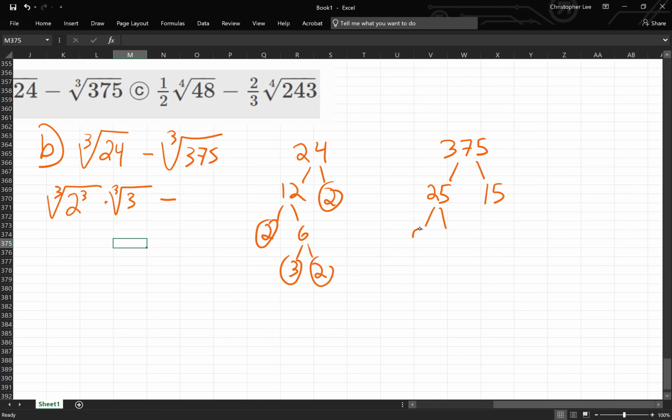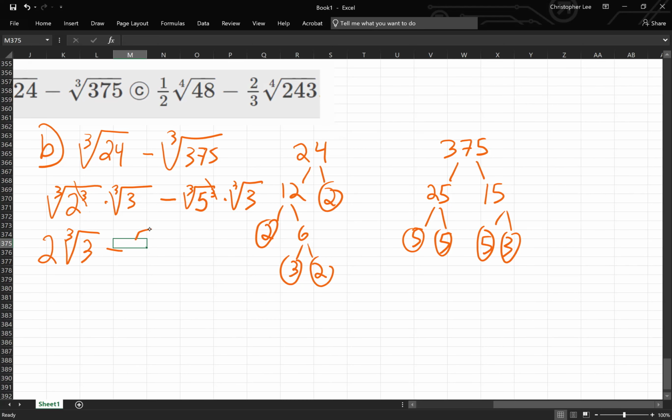So then this is 5 and 5. We're done with that. And this is 5 and 3. So this is gonna be cube root 5 to the third power times cube root of 3. These will cancel. So I have 2 cube root of 3 minus 5.